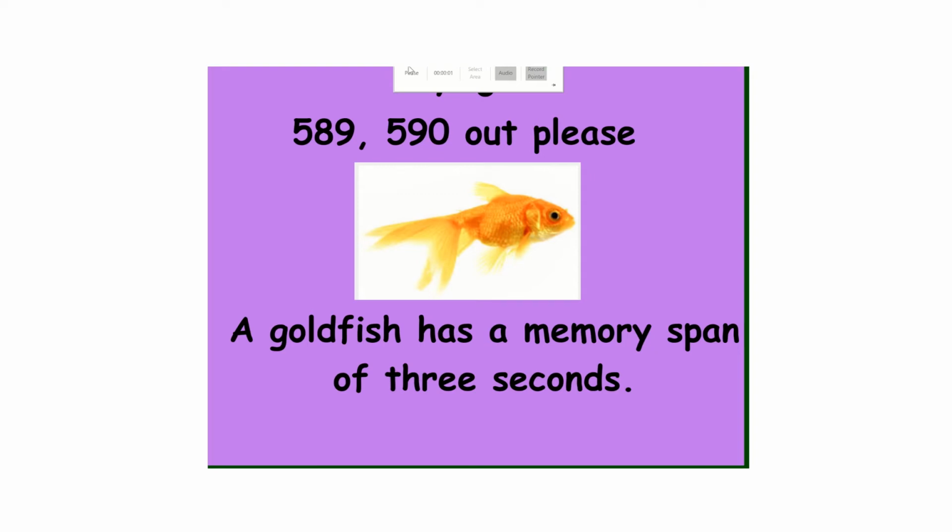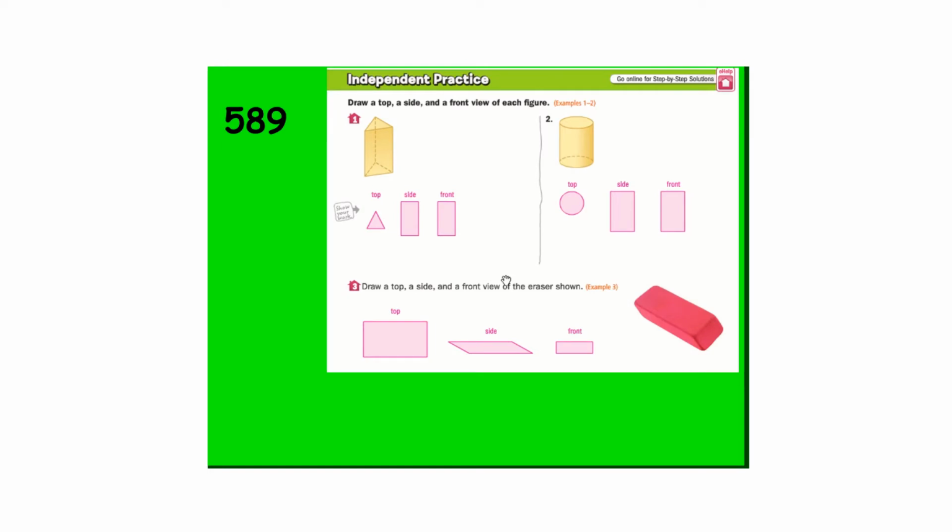Okay, lesson 7-6 today. So homework page 589. Answers. Make sure you had your labels on them. Pause if you need.